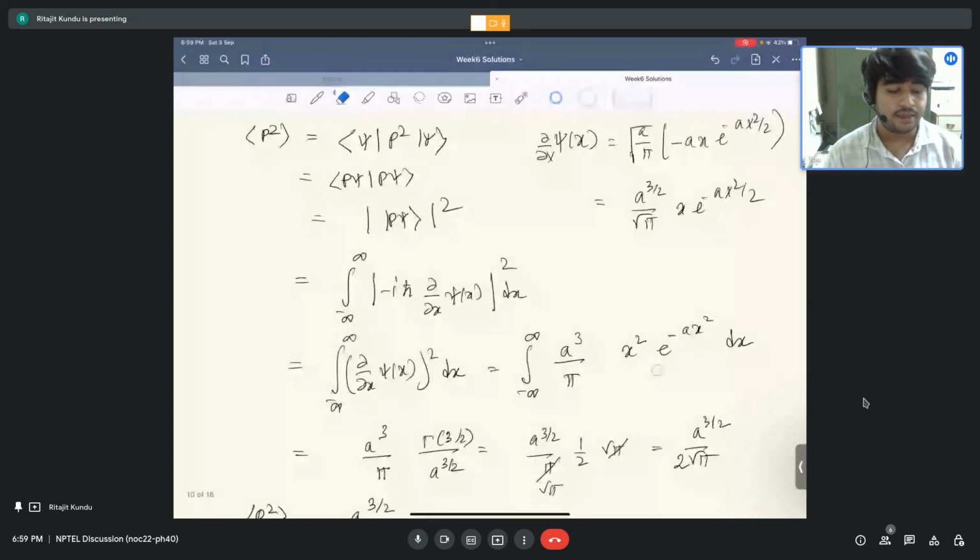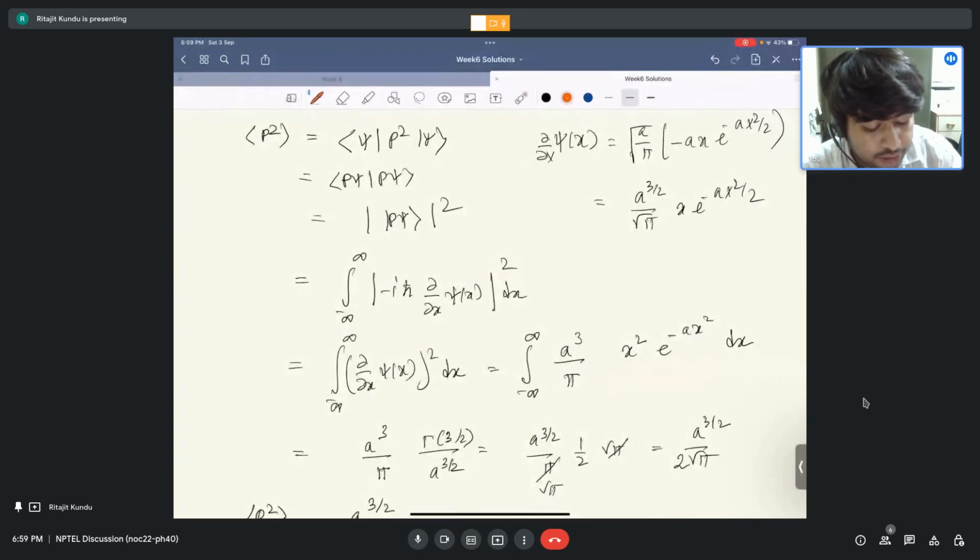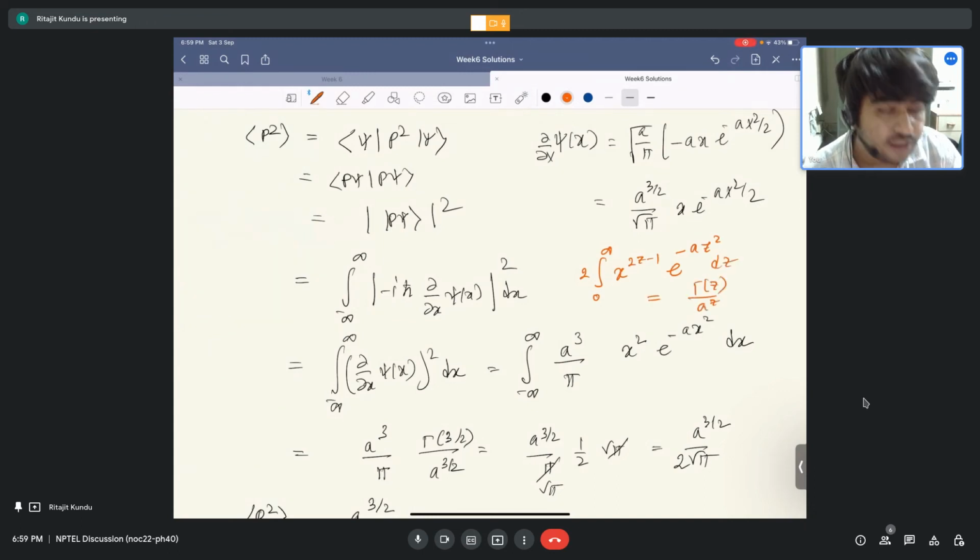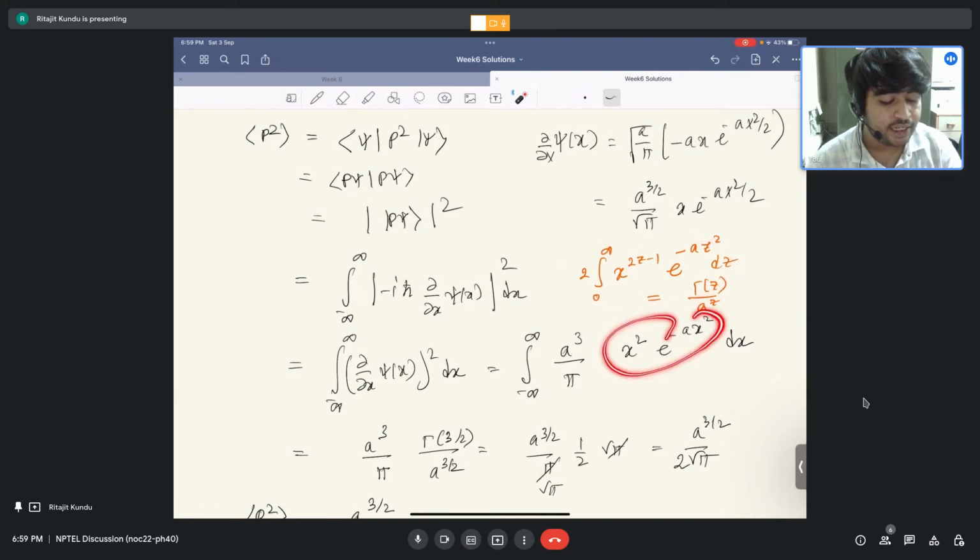So this doesn't look like gamma functions, right? But you can also try to look into this identity. If you have something like this, integral from 0 to infinity of 2 x to the power 2z minus 1 e to the minus a z square dz, this will also give you gamma z, a to the power z. So these identities of gamma function are very useful in this kind of calculation, right? This is the identity that we'll be using, and we'll be matching this quantity with this form. So if we do that, this quantity will give you gamma 3 by 2.